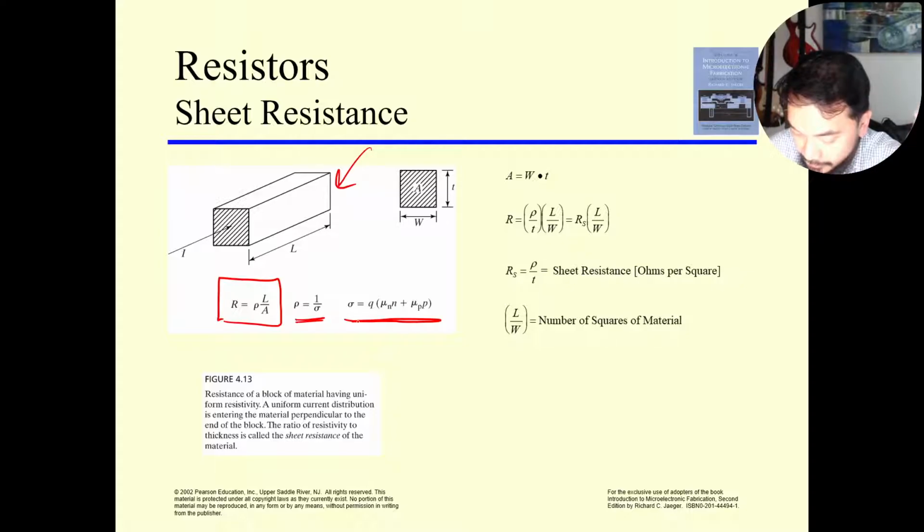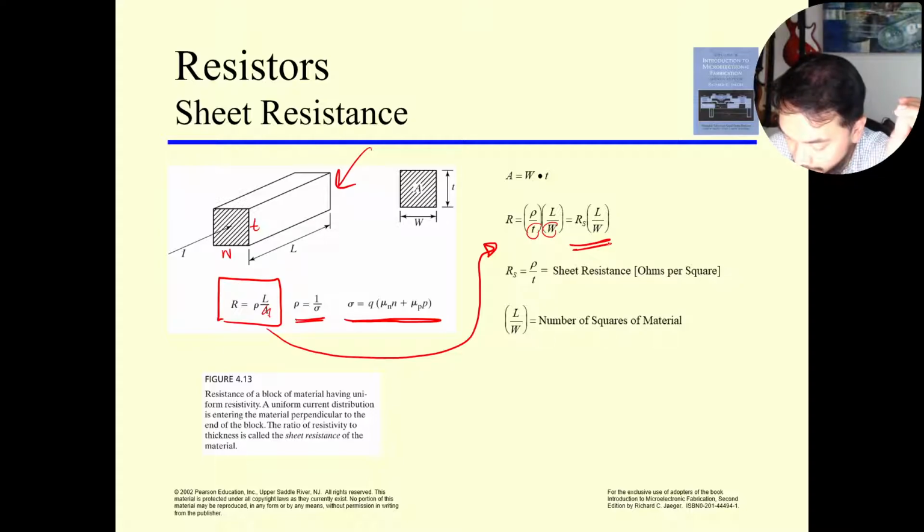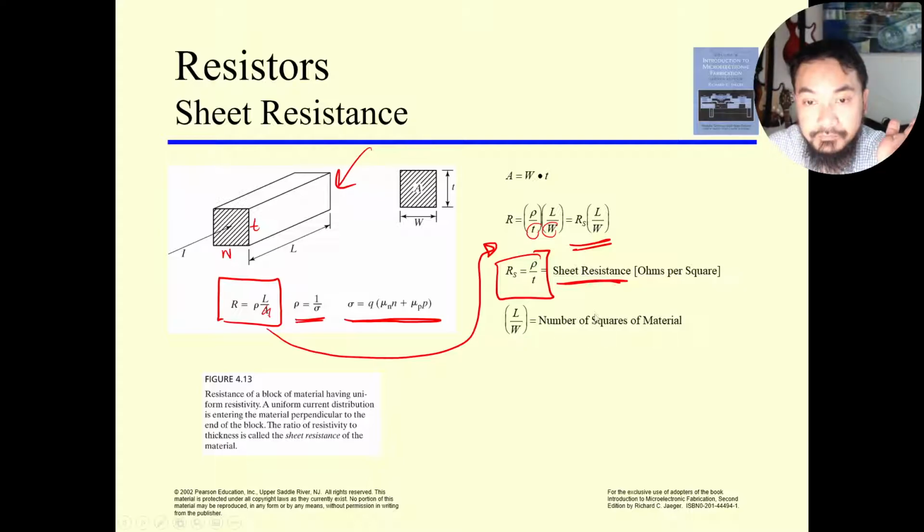If we rearrange this equation and separate W and T for A, where A is the width times T, the thickness or height, we get this one, whereby Rs equals resistivity over thickness. So we get sheet resistance. Sometimes you need to know your sheet resistance. This is how you get it.